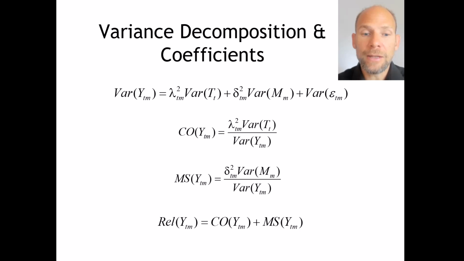And then finally, we can also determine the reliability coefficient in the sense of classical test theory. Reliability is given as the sum of consistency plus method specificity. Those are two systematic sources of variance that are due to common factors. And so those are both contributing to the reliability of an indicator in the sense of classical test theory.